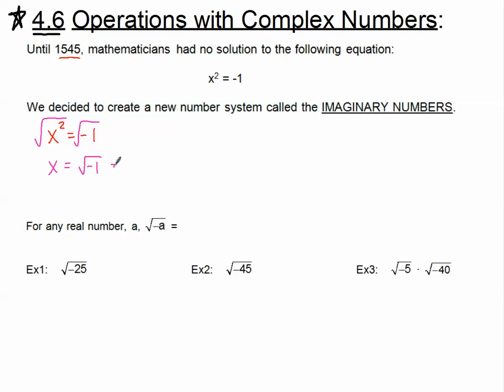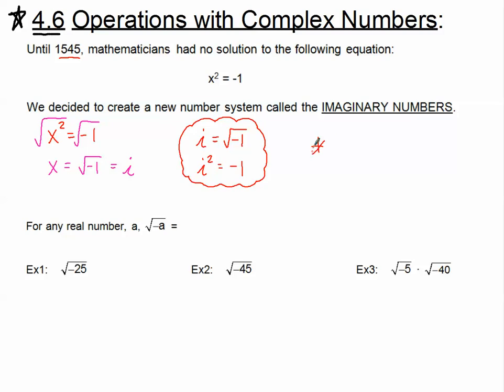They decided to call this number, that is not any number that they knew before, i. i is the first number that when you square it equals a negative number. So we have that i is equal to the square root of -1, and therefore i squared would be equal to -1. It's important to understand this relationship.